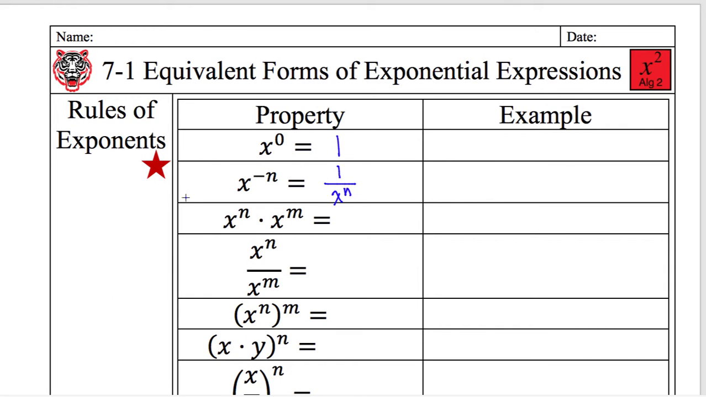And vice versa. There's a secondary rule, so I'm going to do an arrow over here. You should be writing this down, right, Chris? The second rule is that if I have 1 over x to the power of negative n, that can be rewritten as what? Oh, Sergio does know this one. Go for it, Sergio. X to the power of n.